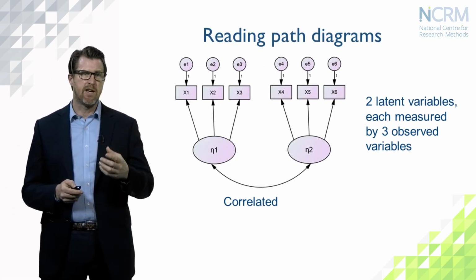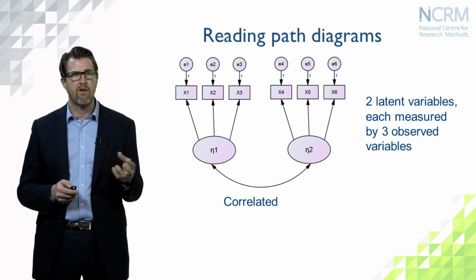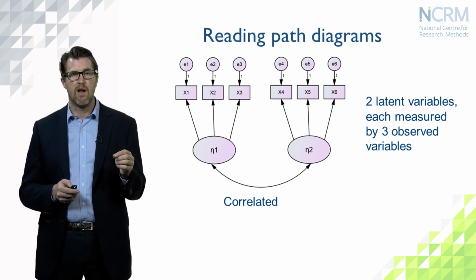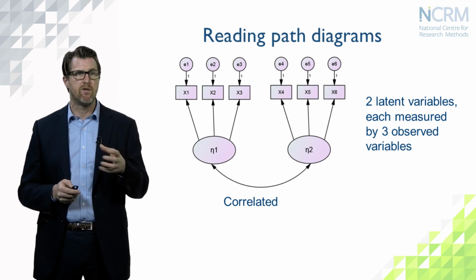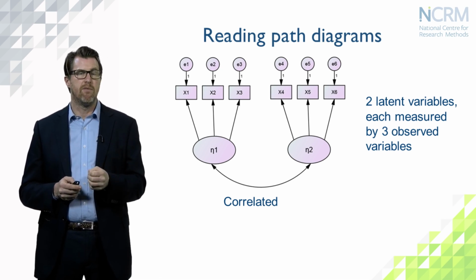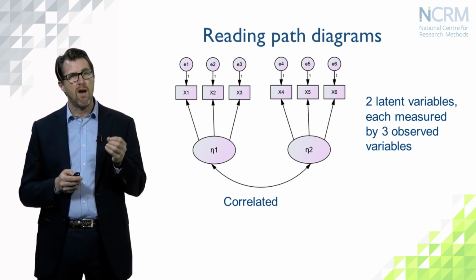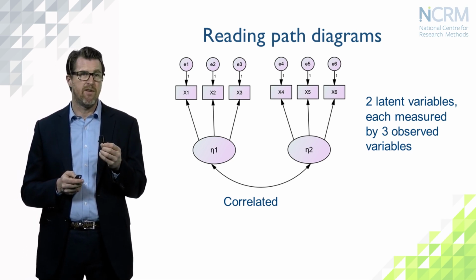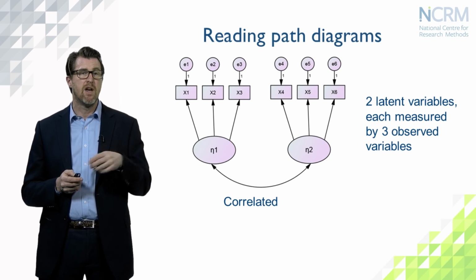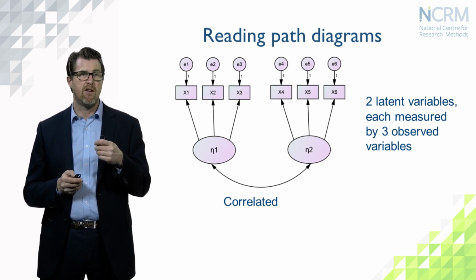We can extend this to make a slightly more complicated path diagram. Now we have two latent variables, eta1 and eta2. They're essentially the same diagram as we saw in the previous slide, but now we have two latent variables, and we have six observed variables, six variables in rectangles, each one of which has an error term.